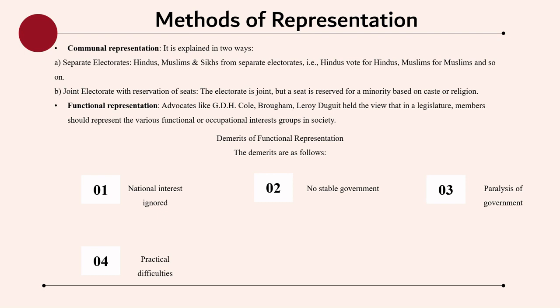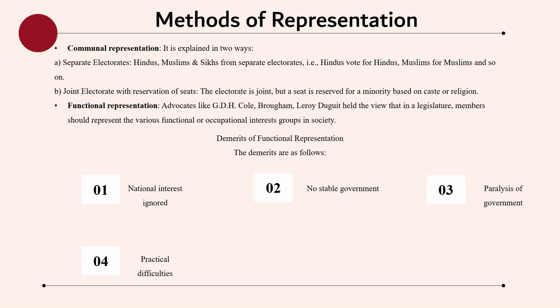Demerits of functional representation. The demerits are as follows. First point, national interest ignored. The representatives think along functional or occupational interests rather than national interest. Second, no stable government. This representation gives rise to many parties and therefore it will be difficult to have a stable government.